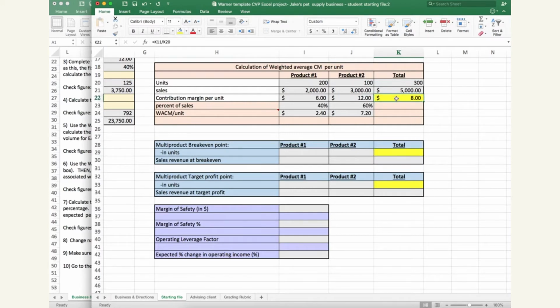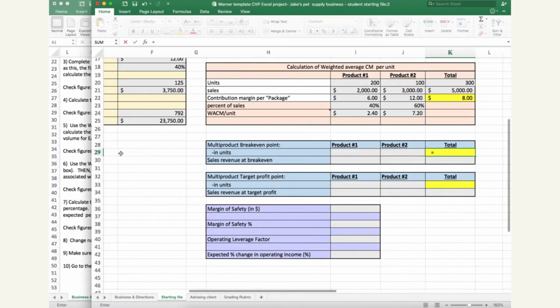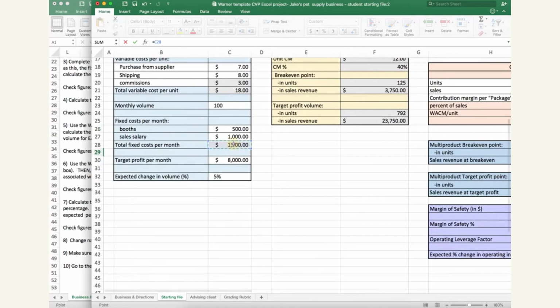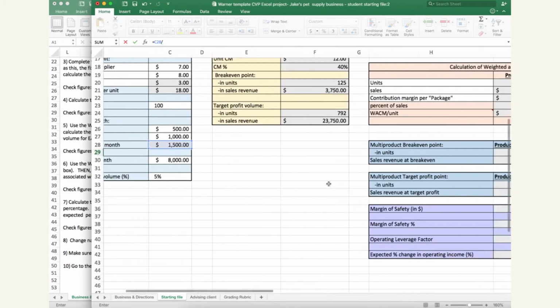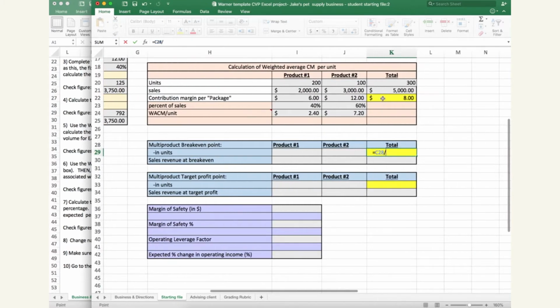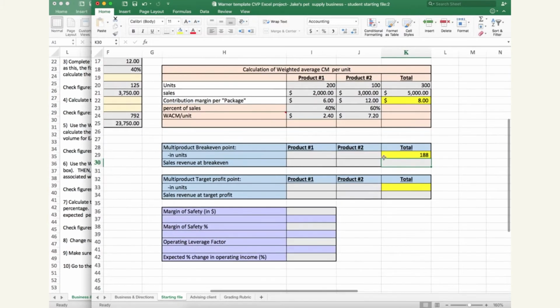We know that the average contribution margin per package, I'm going to change that, per package or bundle, there, that's better, is $8. And so what we are going to do is, just like we do normally, we take and divide our fixed costs, which are $1,500, divide that by our average contribution margin per package. So that's 188.